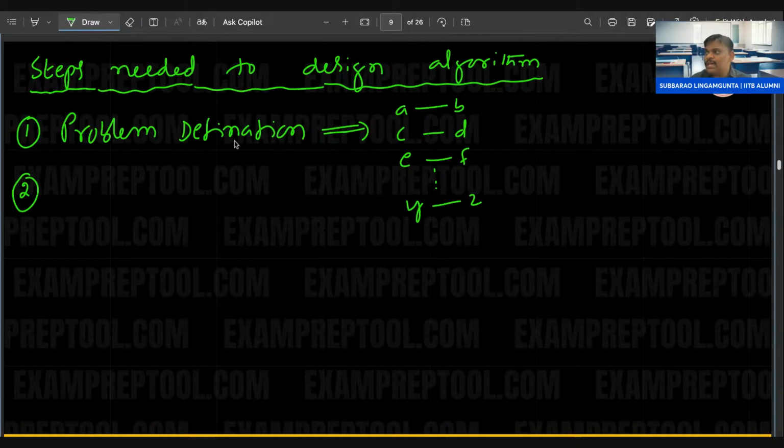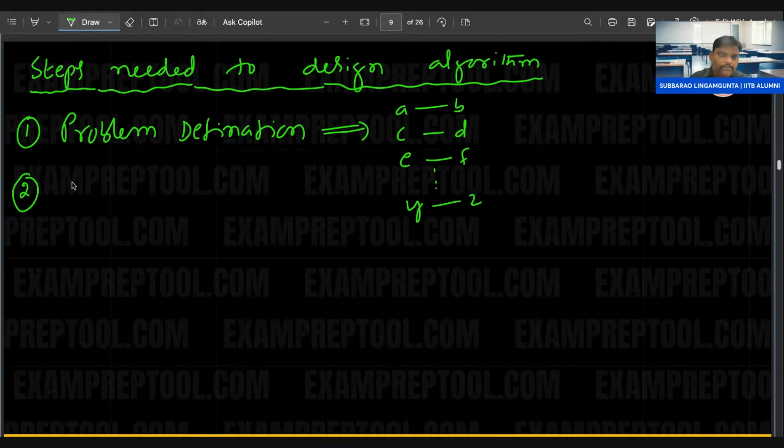Names differ, organization to organization. The number of steps will differ, and the cost will also differ. Many things come into the picture, so I will give a rough idea. Steps needed to design an algorithm: first, know the problem clearly, which is problem definition.